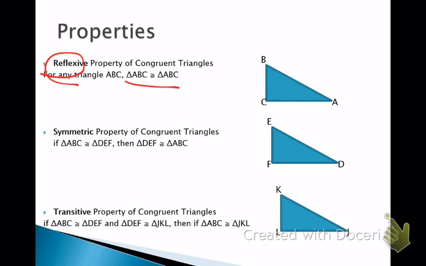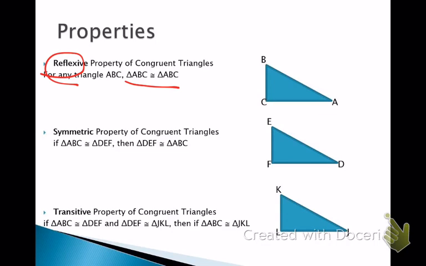The symmetric property of congruent triangles basically says that if triangle ABC is congruent to triangle DEF, then triangle DEF will be congruent to triangle ABC, right? So if this guy is congruent to this guy, then this guy will be congruent to that guy. And again, it makes sense, it's just a property that we know we can use.